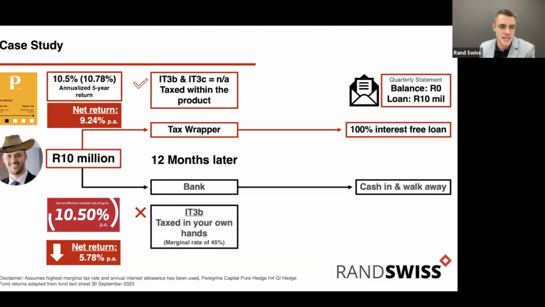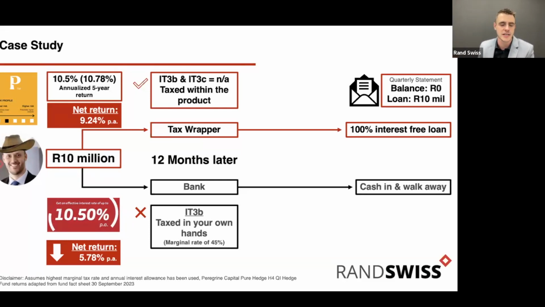So let's just say in this case, Farmer Gary sets up this product. He puts in 10 million. He takes out a loan 12 months later for 10 million. And he doesn't contribute for the next 10 years, let's just say. Every single quarter for the next 10 years, either 91 Momentum, Alan Gray, or Sanlam will email Farmer Gary and say, Farmer Gary, you've got a balance of 0, but you've got a loan value of 10 million Rand.